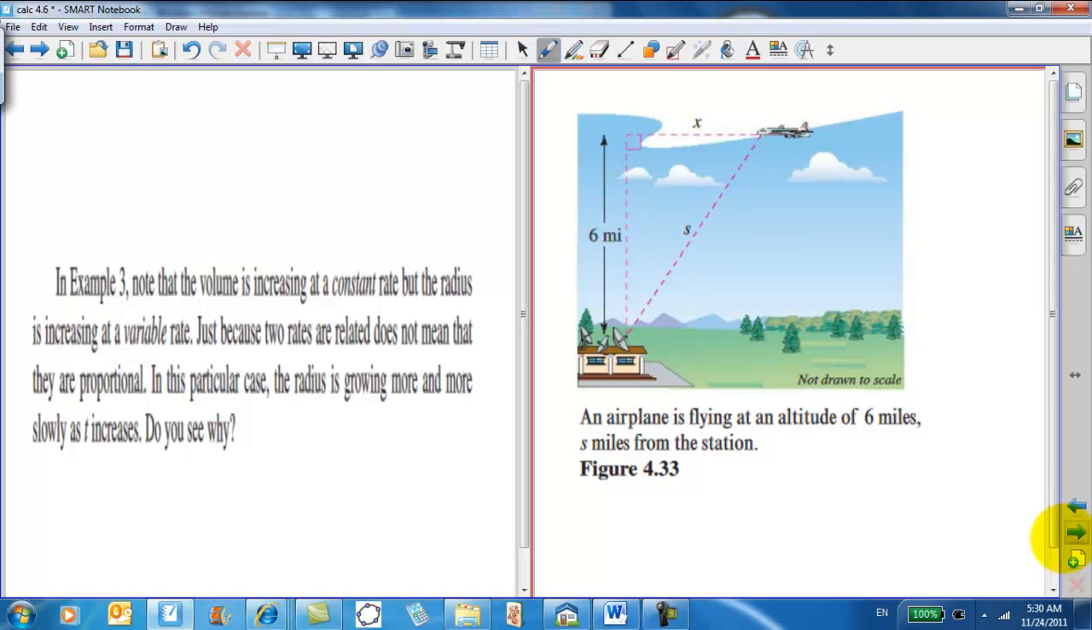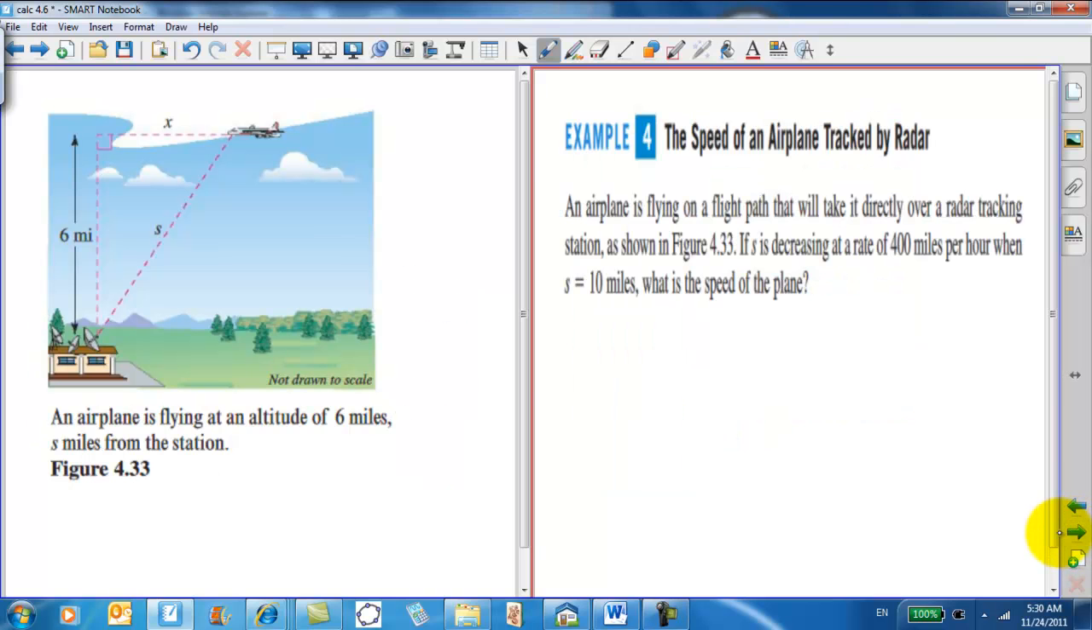Now, here's another problem. An airplane is flying at an altitude of 6 miles, s miles from the station. And we're tracking it. If s is decreasing at a rate of 400 miles per hour when s equals 10, what is the speed of the plane? So the plane's actually traveling in this path, but our radar stations give us information about this distance and how this distance is changing.